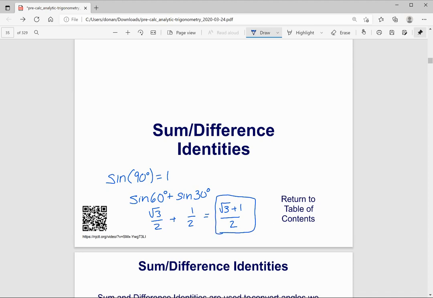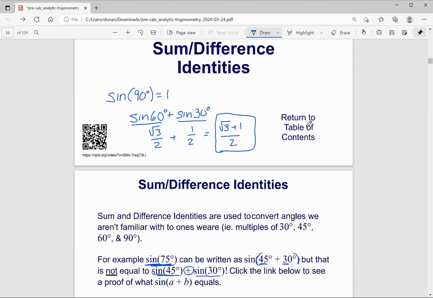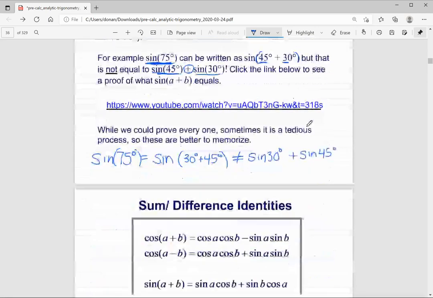If we plug that into our calculator, we get square root of 3 plus 1 divided by 2. We get 1.37. That's not the same. Okay, so the sine of 90 degrees can't be broken up into two separate sine functions. So we have some identities that we're going to use throughout this unit.